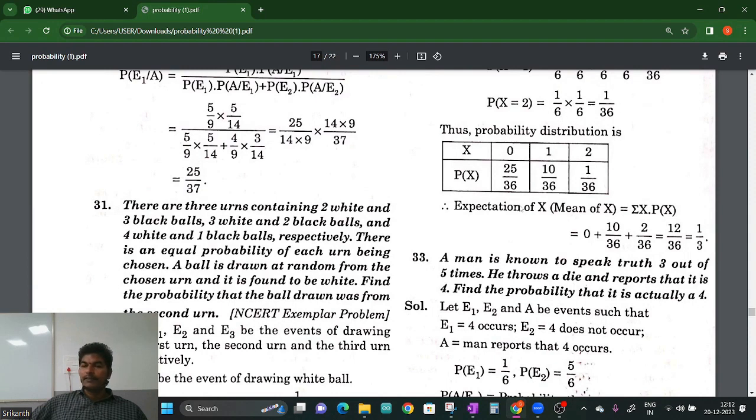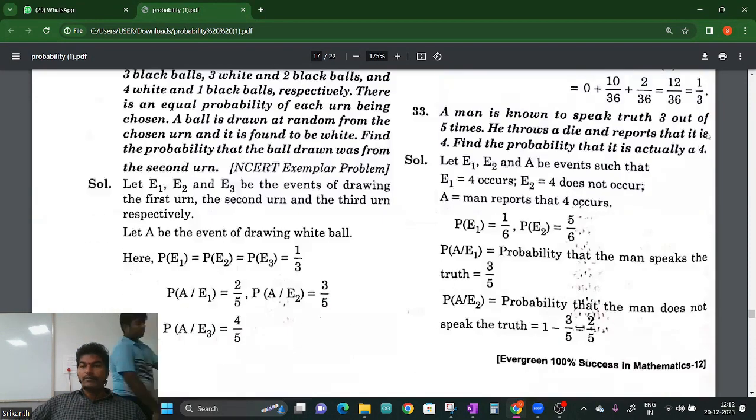This is the expectation. Expectation means you should multiply the x values with the p of x values. So 0 into 25 by 36 plus 1 into what? 10 out of 36, plus 2 into 1 out of 36. It will be how much? 1 by 3. Okay, done.